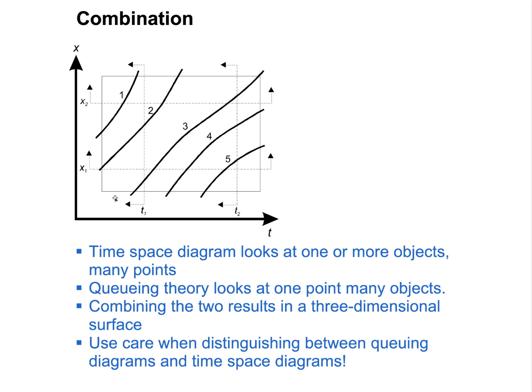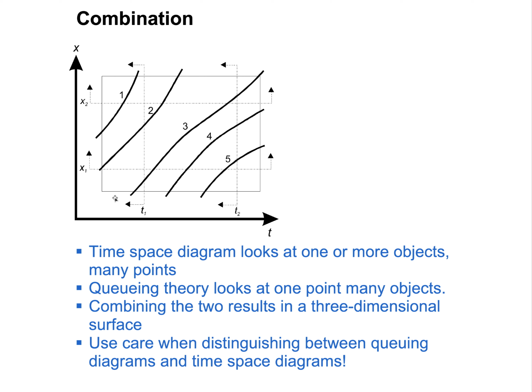So next, let's look at what happens when we combine the time-space diagram and queuing theory. So this is a 3D version of traffic flow theory. Remember that a time-space diagram looks at one or more objects over time and space. Queuing theory looks at one point, and we focus on what is happening at that one point to those many objects or those many vehicles. So if we combine the two, we result in a three-dimensional surface.